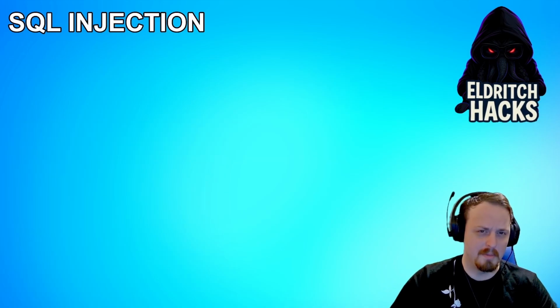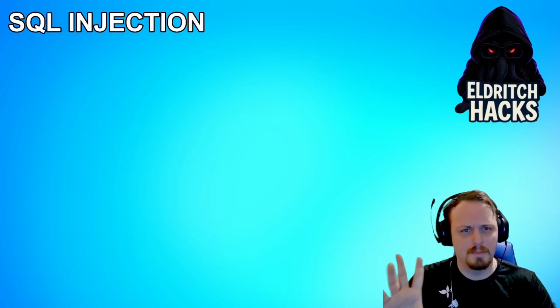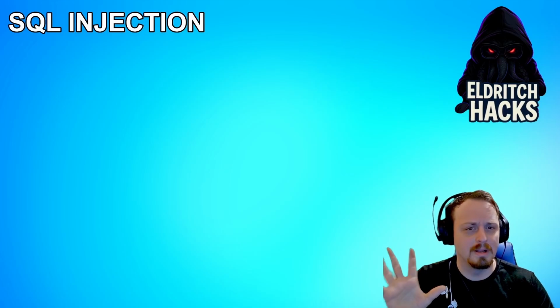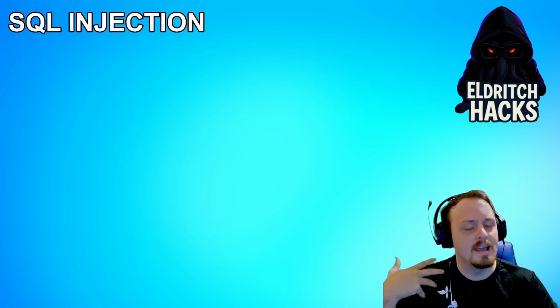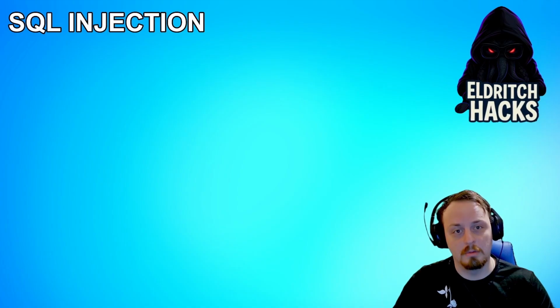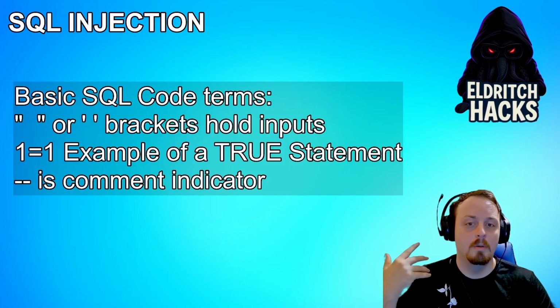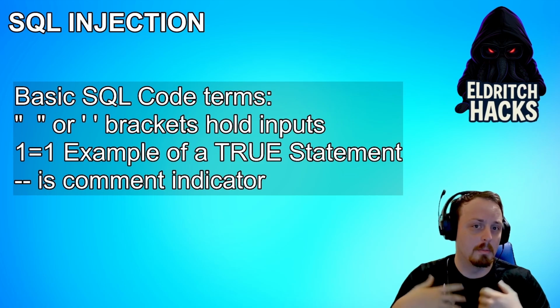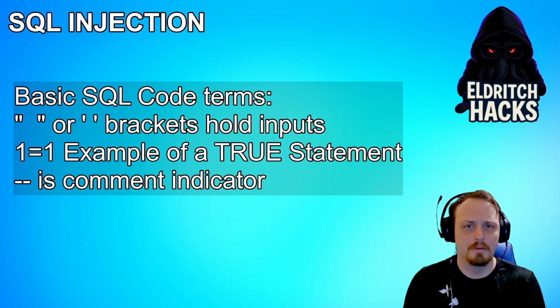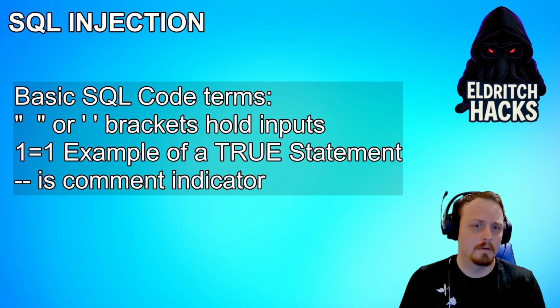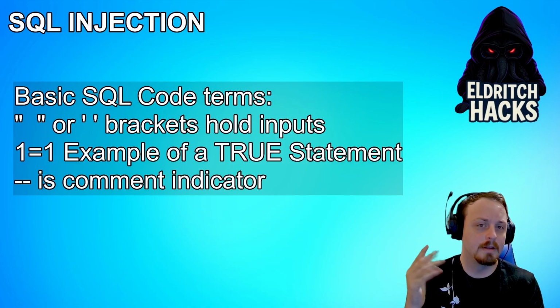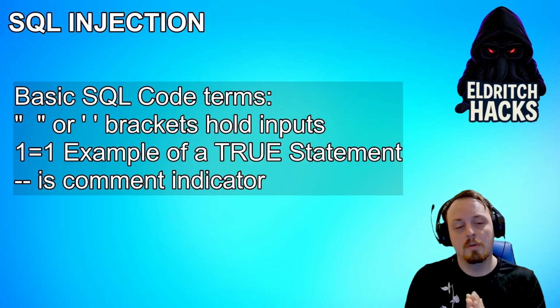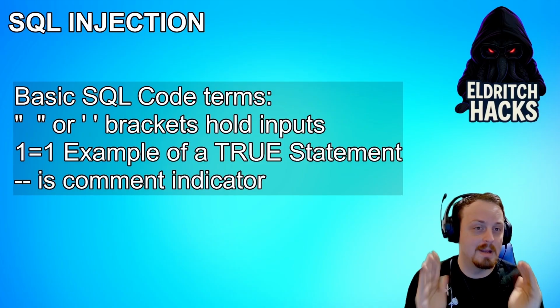So let's talk about some basic, very bare bones SQL coding terms that you're going to be seeing in the examples when we get into the SQL injection attacks. So here are some basic code terms in SQL that we will be using today for the examples of our basic SQL injection attacks. So, first off, the quotations that you see there are typically used as brackets to hold a value that you input in.